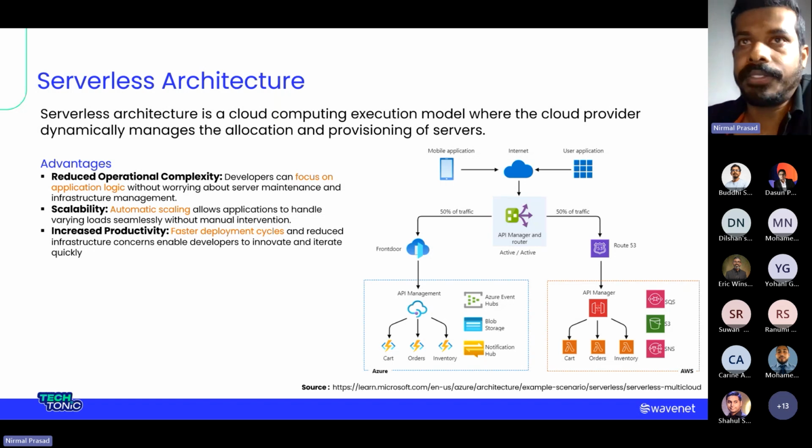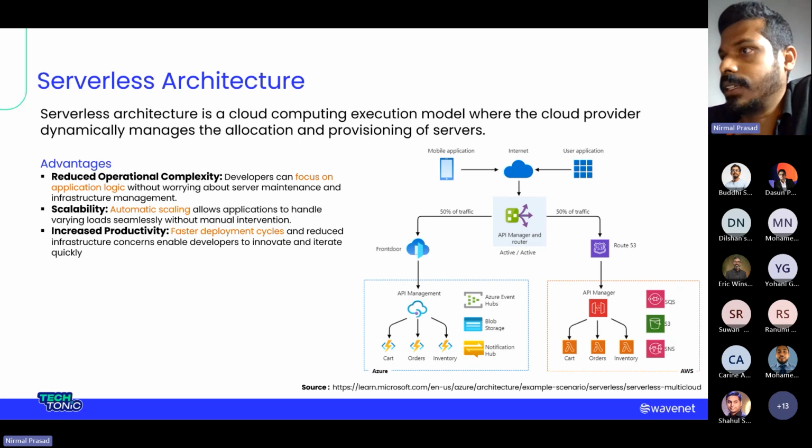And scalability is a fundamental feature of any cloud provider. So it's there anyway. They have a very advanced automatic scaling mechanism, so no need to worry about scaling. And productivity is also high, because without provisioning any hardware or other infrastructure-level services, you can easily deploy the service as a cloud function.